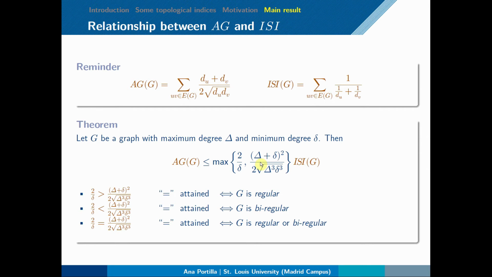Furthermore, the inequality is sharp, and the bound is attained either by regular or biregular graphs depending on the value of this constant. That's to say, when the maximum between these two quantities is attained at the first term, then the equality is attained when the graph is regular. When the maximum of these two numbers is attained at the second one, then the equality is attained for biregular graphs. When both are equal, obviously the equality is attained by regular or biregular graphs.